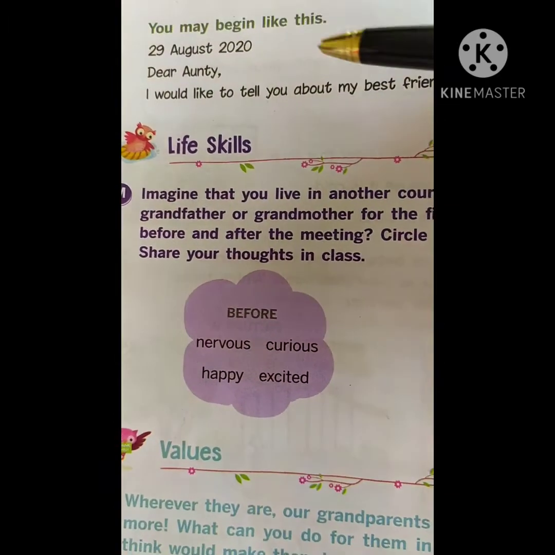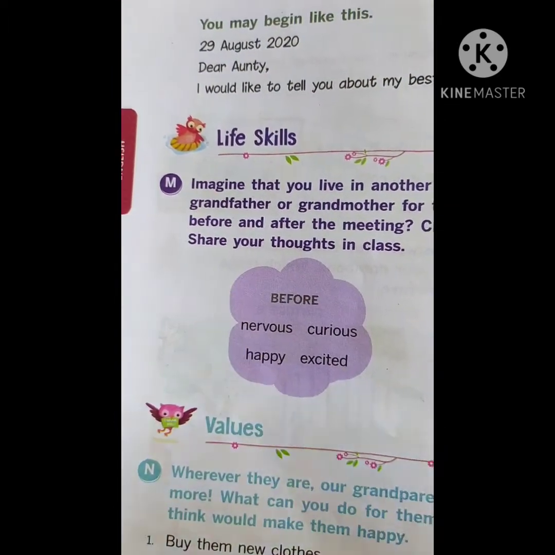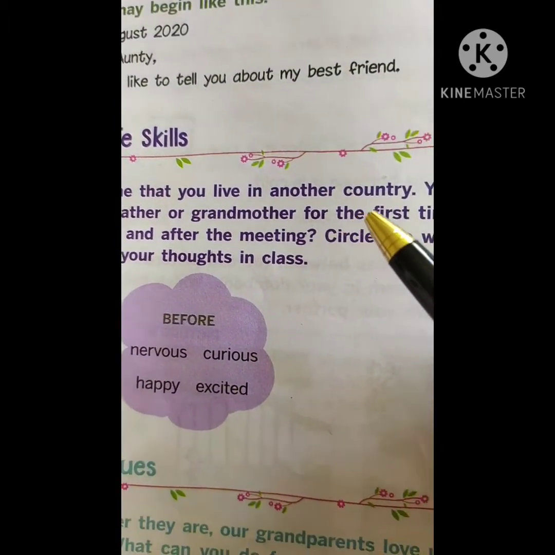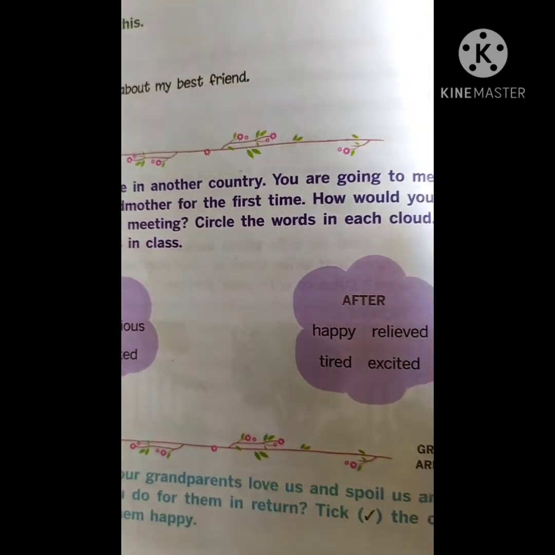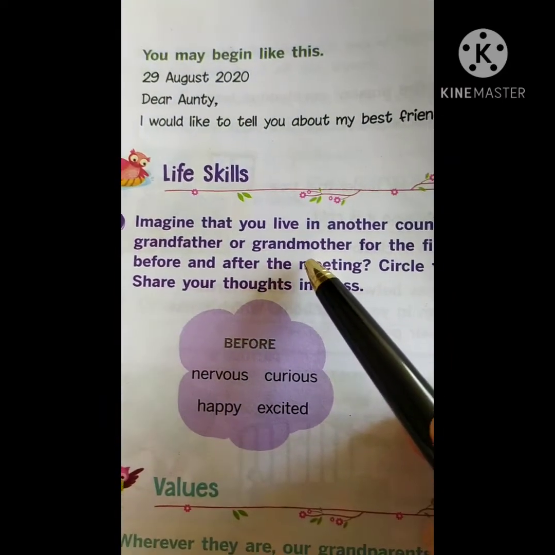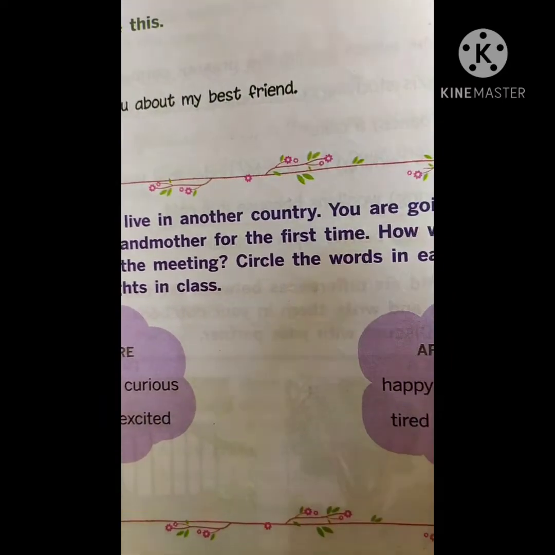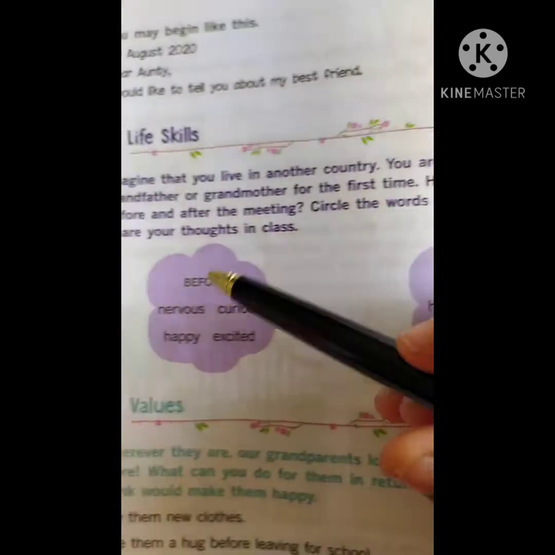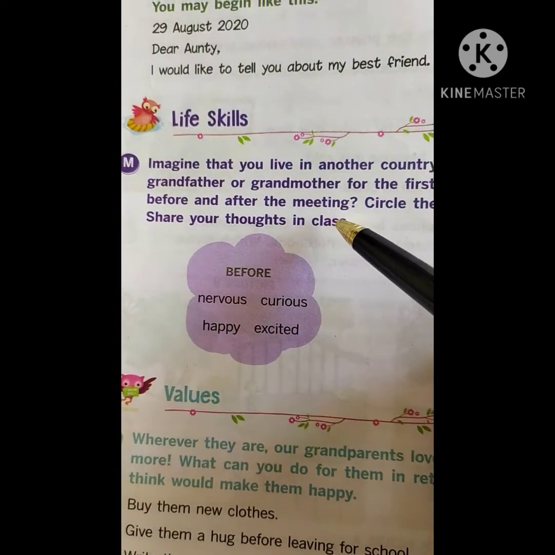Now this is for the life skills. M bit. Imagine that you live in another country. You are going to meet your grandfather or grandmother for the first time. How would you feel before and after the meeting?